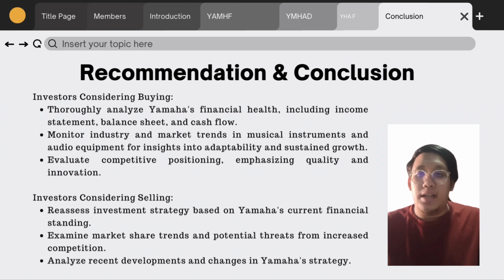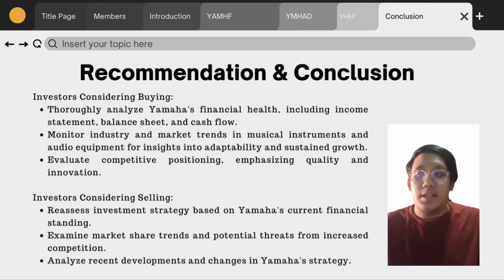So for the seller, research strategy based on Yamaha's financial health and competitive position. Watch for declining performance and the market trend. Evaluate recent developments and valuation. Consider selling if concerns arise.